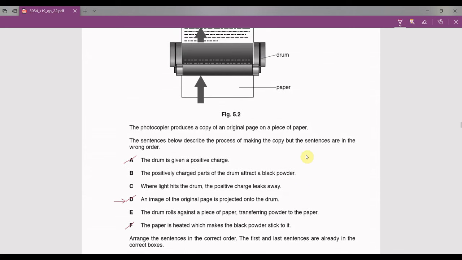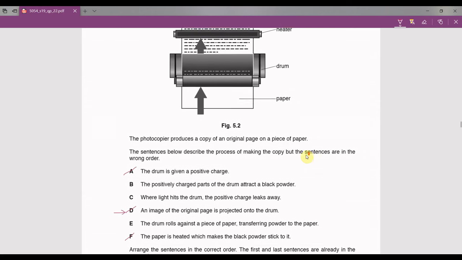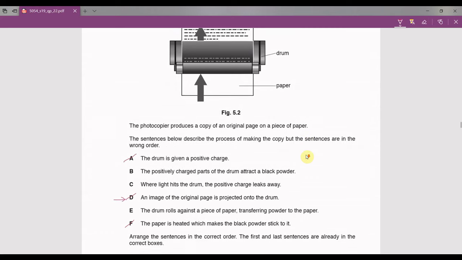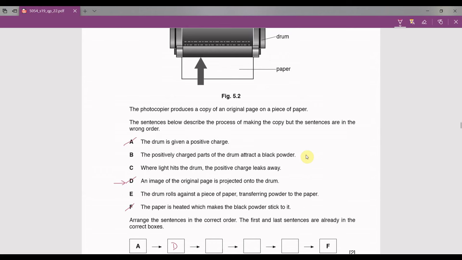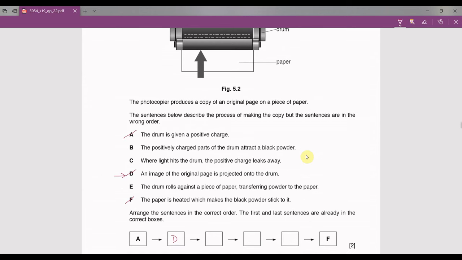What happened was, because our image was there and the light, the green light which comes on from the bottom onto our image, from the white parts of the paper, the light is reflected back onto the drum, but where the black parts of the image are, where there is ink on our original image, it is not reflected back onto the drum. This is the part where the drum remains positively charged, and where the light actually hits the drum from the white parts, the charge leaks away. So this is going to be part C and it is going to be done here, so we're done with that as well.